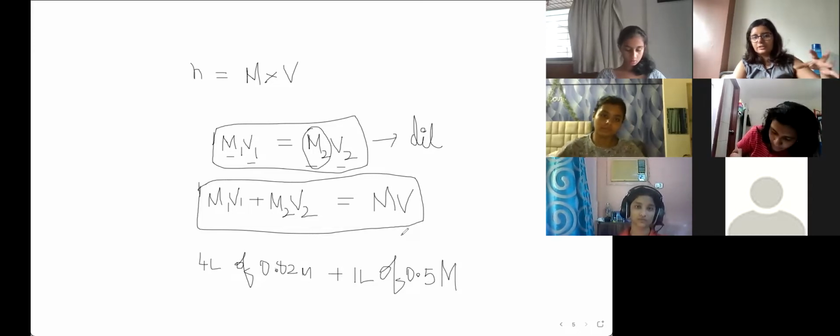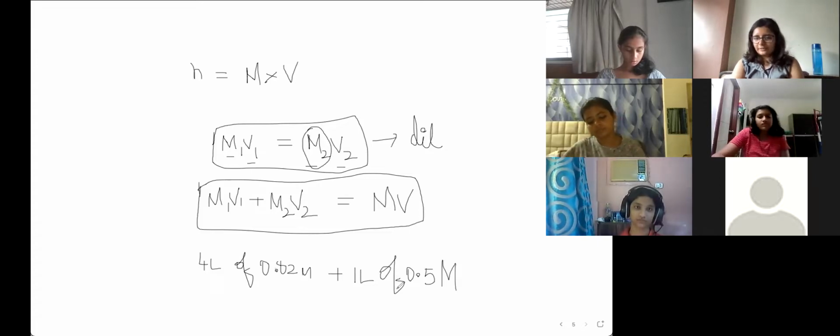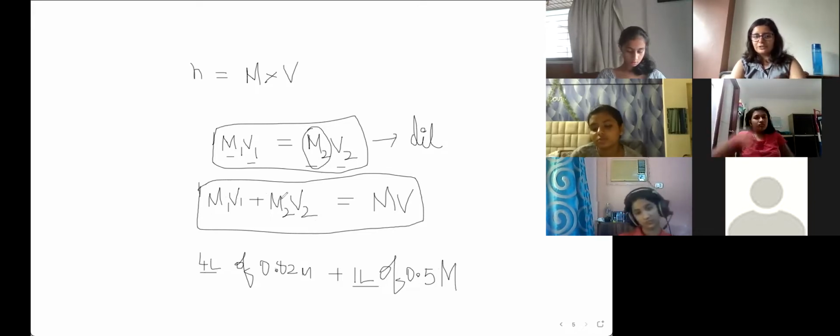If you had to do it conceptually, you'd figure out how many moles of NaCl are coming from here, how many moles of NaCl are coming from here, and then you get the total moles of NaCl that you're mixing in 4 liters of this plus 1 liter of this, 5 liters in total, right? So a simpler way to do it, that's what you're doing, just put it in a formula. So 4 into 0.02 plus 1 into 0.05 is equal to molarity of the new solution into volume of the new solution, which will be 4 plus 1, 5.